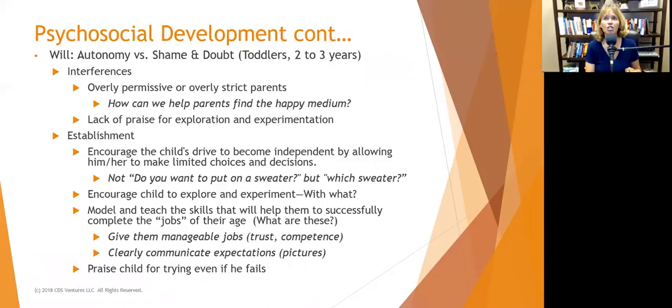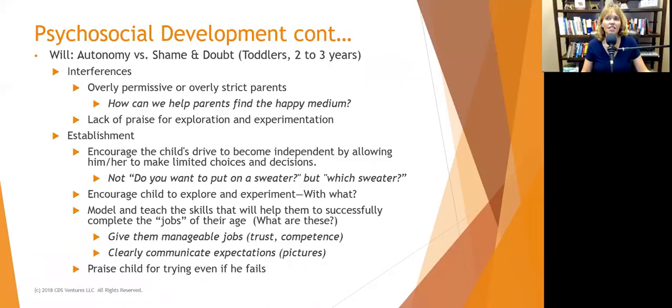We want to encourage the children to become independent by allowing them to make limited choices and decisions. You don't want to say, it's really cold outside. Do you think you need to put on a sweater? That, if it's cold and they need a sweater, you don't want to give them the option to say no. So instead, you want to say, it's cold outside. You're going to need a sweater today. I'm wondering, which sweater would you like to put on? Or, I'm getting ready to make dinner and I need to figure out what vegetable to choose from. Can you go in the refrigerator and pick a vegetable for me? That gives children a little bit more sense of control over their lives and their bodies.